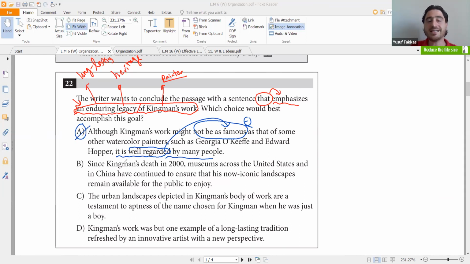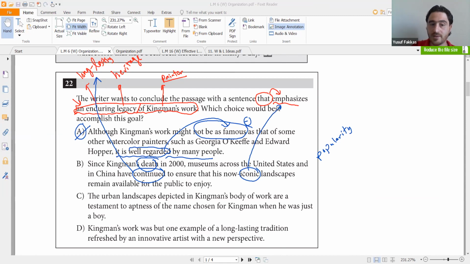If we read B, since Kingman's death, so this is a reference to legacy, because we said legacy is what somebody leaves after their death, but I cannot just judge from this phrase. I need to continue, of course, to the end. So since Kingman's death in 2000 museums across the United States and China. So here we're talking about what? Popularity. Because now we're talking about museums in two different countries, the United States and China, have continued. The idea of continuous work, it shows us what? The long lasting, right? To ensure that he's now iconic.